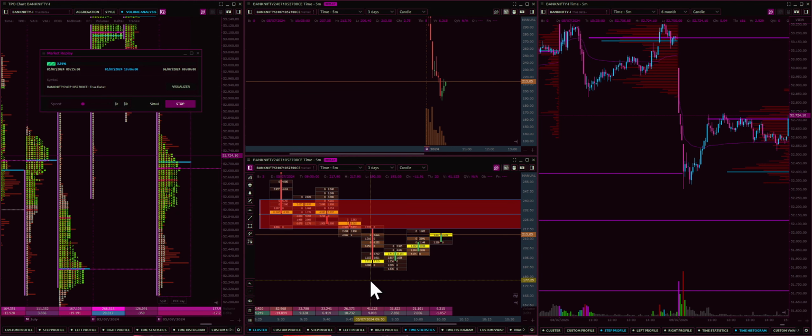Do you look at these areas? Okay, so the volume has suddenly dried up after reaching this area. There is no follow through after the break of this zone. Okay, so this is a very common pattern. I like to draw it over here.